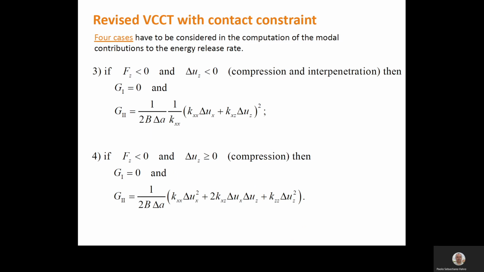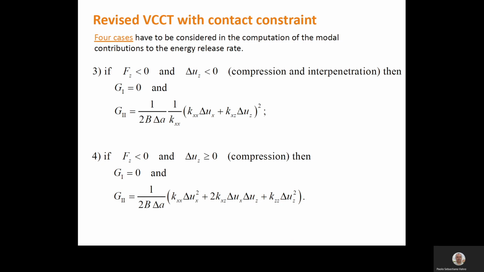Moving on to case number 3, this is when both Fz and delta Uz are negative. We have both compression at the crack tip and interpenetration of the crack faces. In this case, fracture mode is a pure mode 2, so G1 will be equal to 0, and G2 can be calculated based on the expression given here.